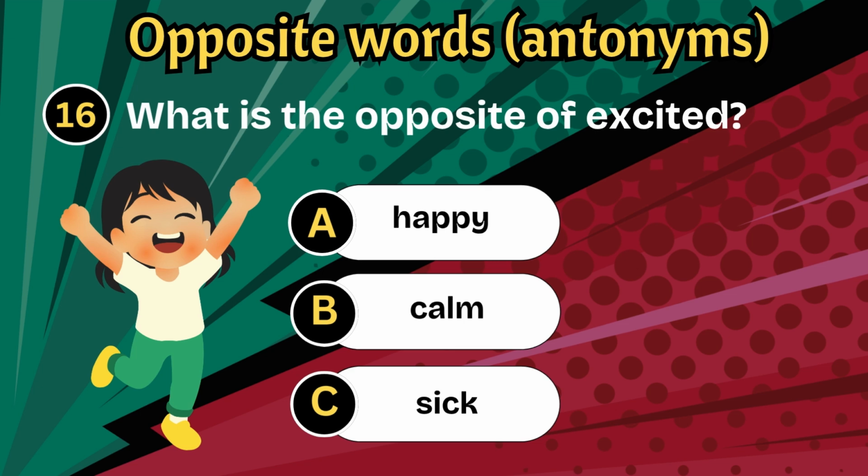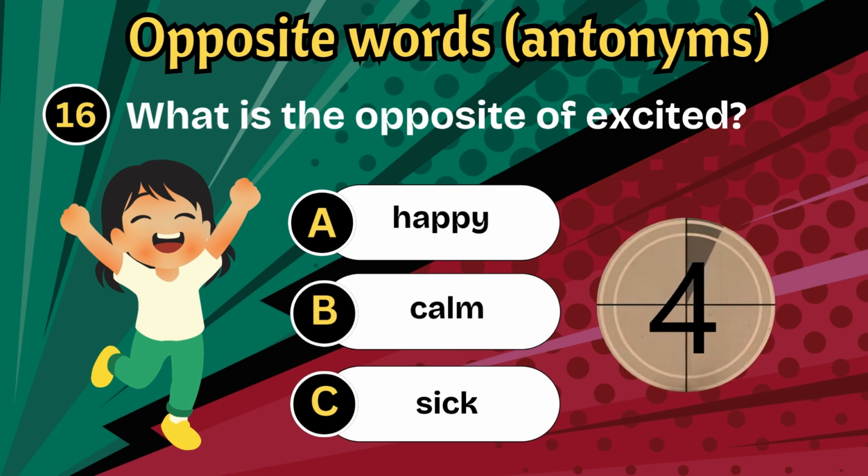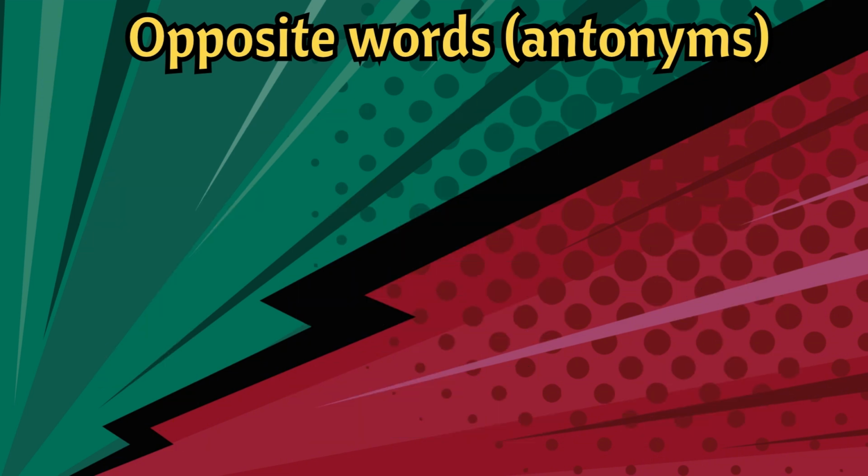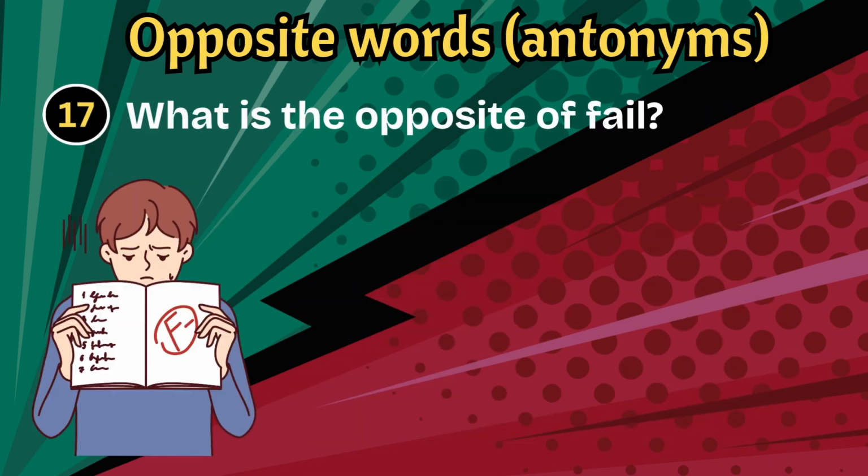Are you ready to give it a try? I know you can do it. The correct answer is calm. Excited means feeling very energetic, but calm means relaxed and quiet. What is the opposite of fail?